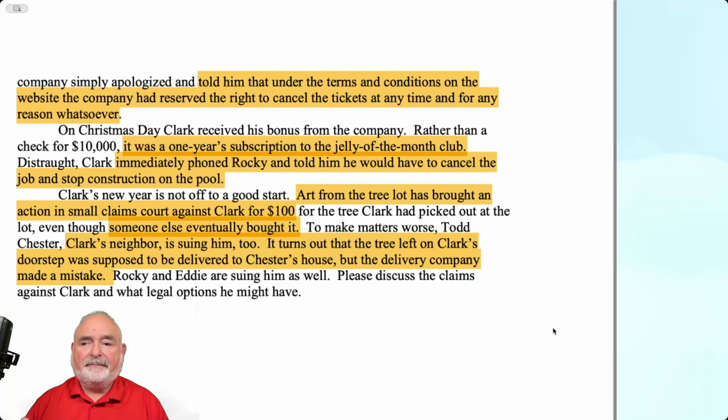Clark's neighbor is suing him. It turns out the tree left on Clark's doorstep was supposed to be delivered to Chester's house, but the delivery company made a mistake. Clark's neighbor can sue him. You can sue anybody for anything, but he's unlikely to recover against Clark because Clark did not go take it off of Todd Chester's porch, which would be conversion, which isn't really a contract claim, it's a tort claim. If anything, Todd has a claim against the delivery company, not against Clark.